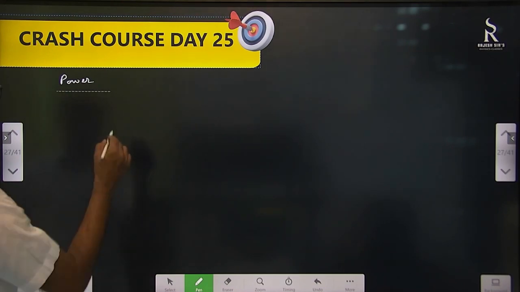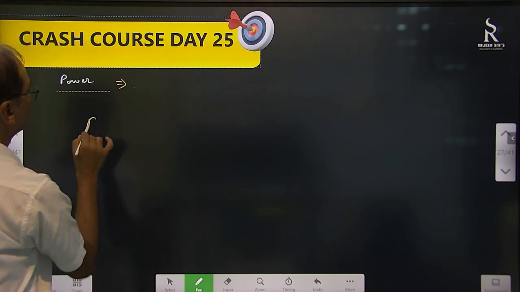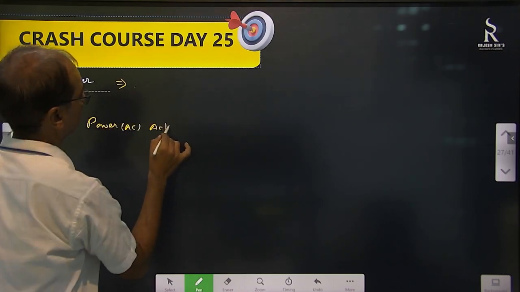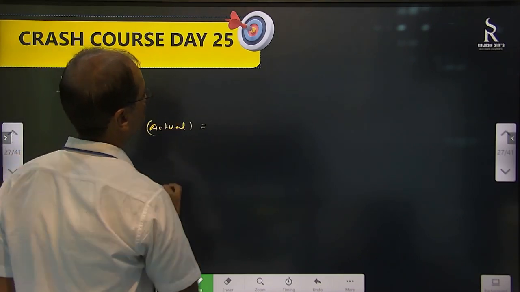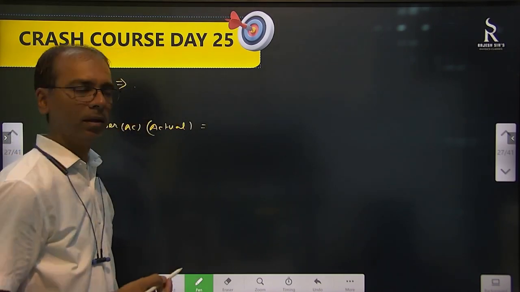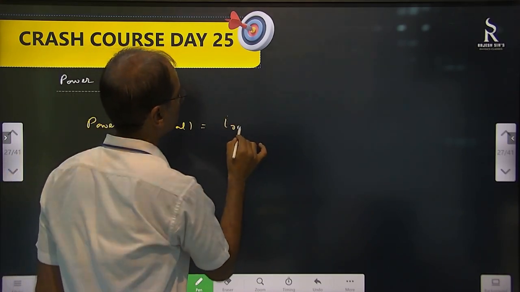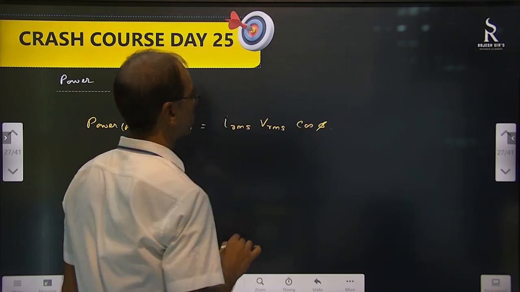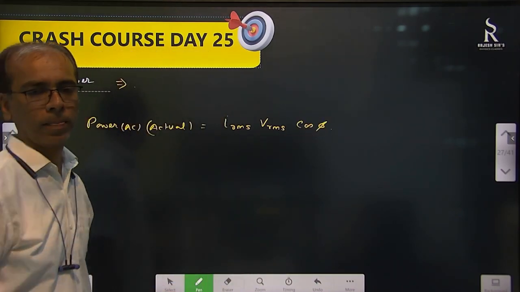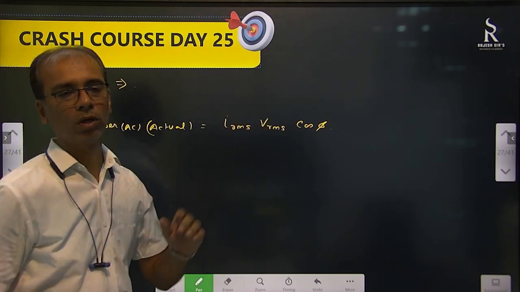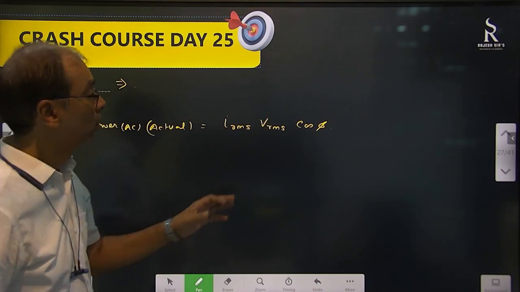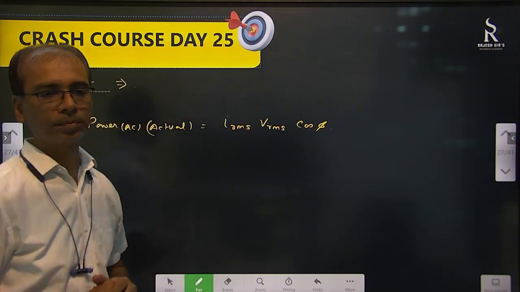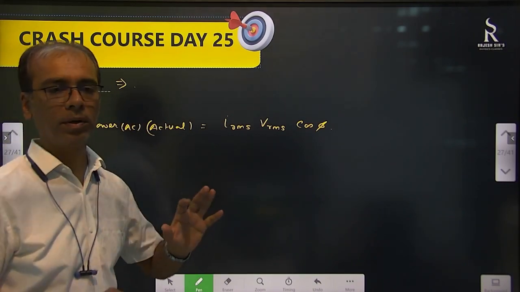Power. Power in an AC circuit, or I should say actual power. Actual power is, normally in DC what we say I into V, here also similar: I RMS, V RMS into cos phi, because here V and I are not in same phase. So that's why I RMS, V RMS into cos phi. Which current? It is actually I RMS cos phi, that current which goes into resistance. That only will give you the power to the appliance.